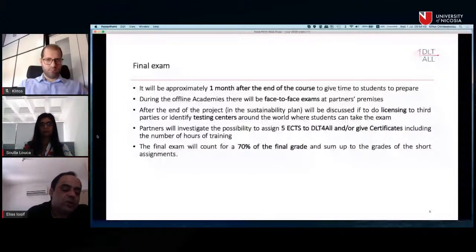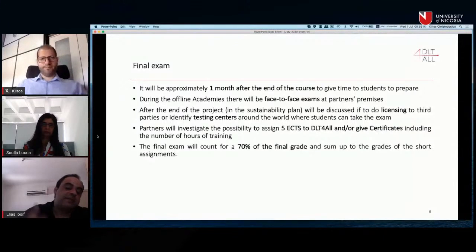After the end of the project, an excellent idea is to investigate partnership with testing centers in order to have the final exam part of the program run after the end of the project. This is something we are currently looking into.